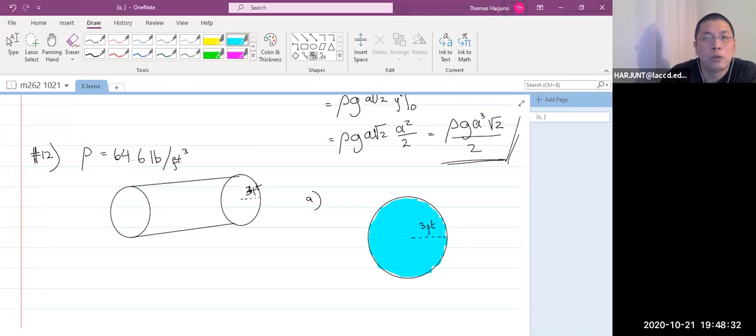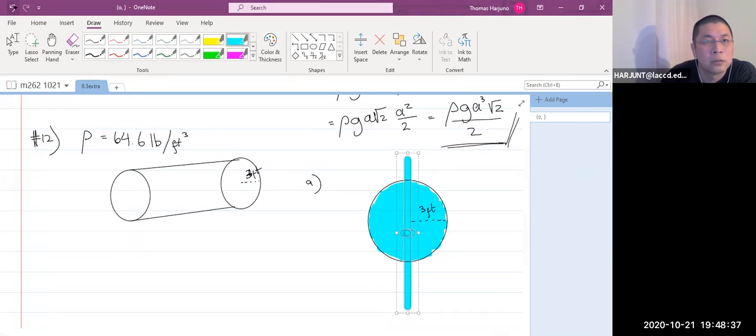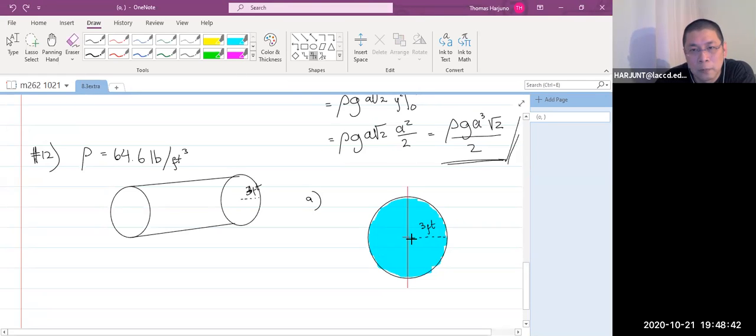I think I want to do my point of reference right at the center of that circle. So if this is x equals 0, then my x will move from -3 to +3, because the depth is increasing. It's getting deeper and deeper.